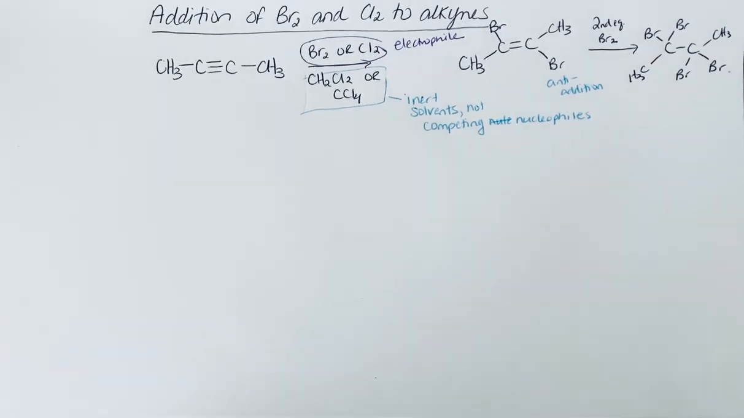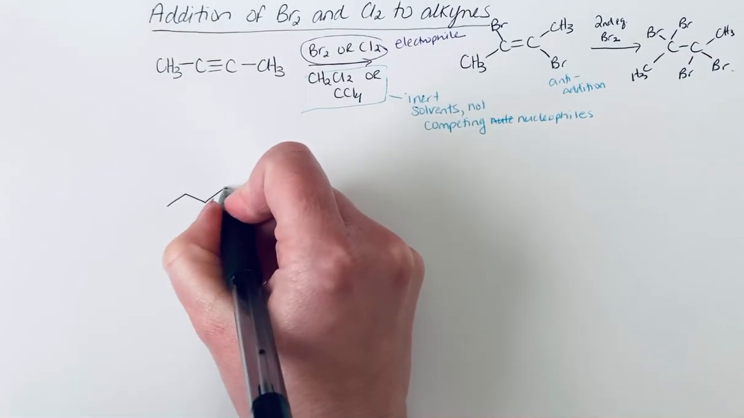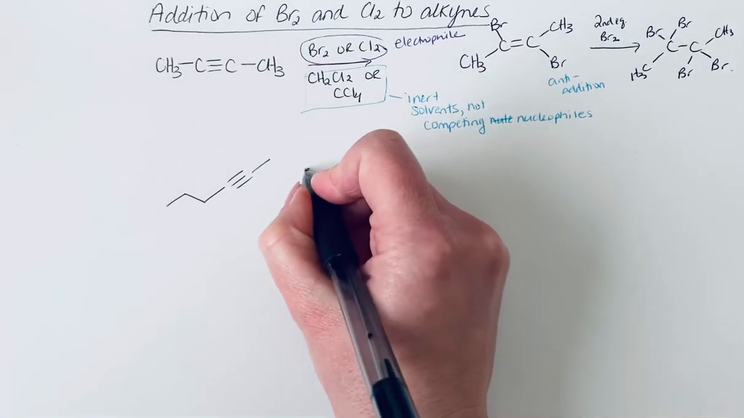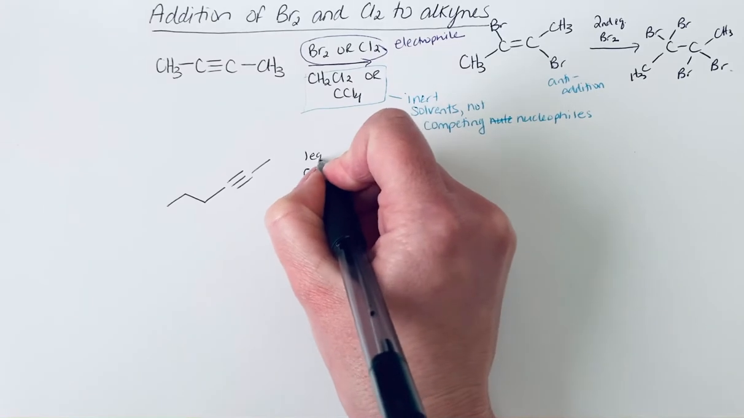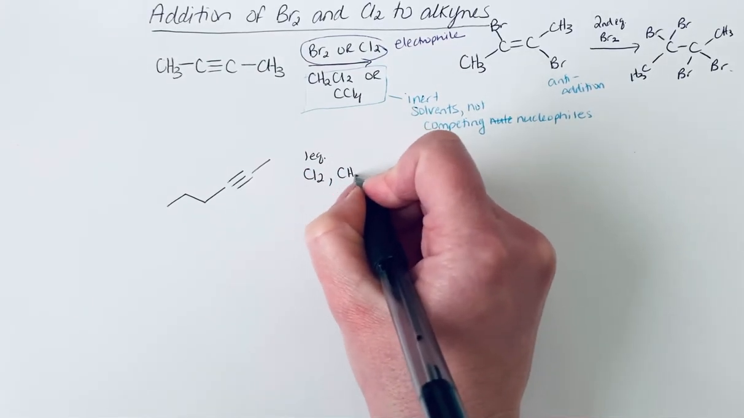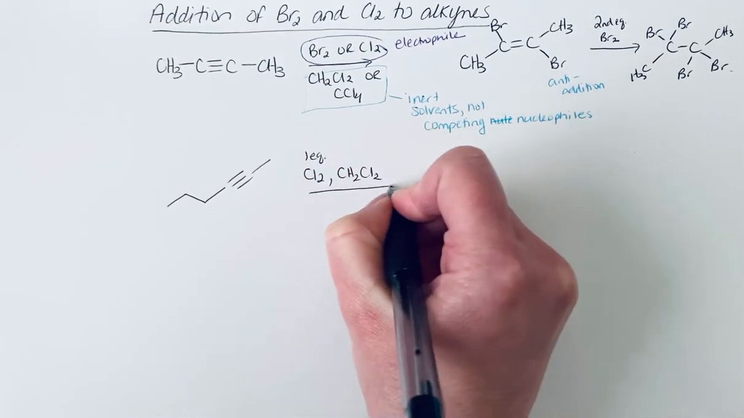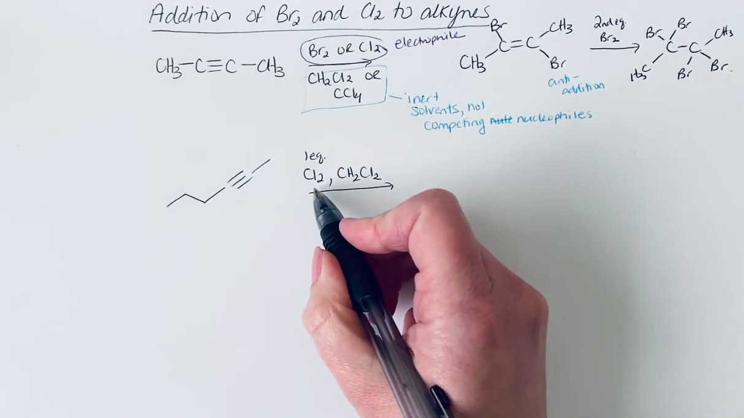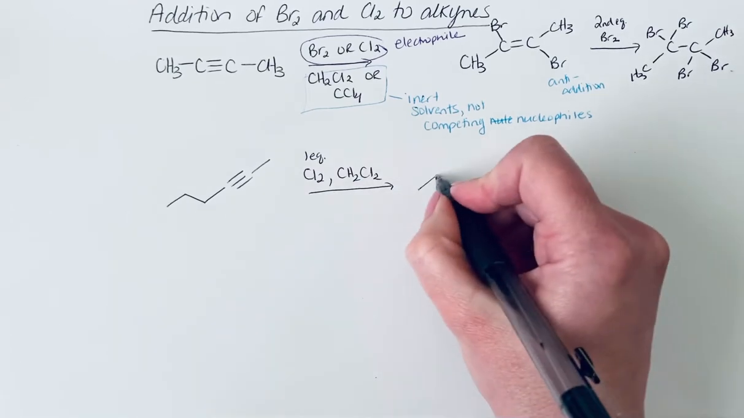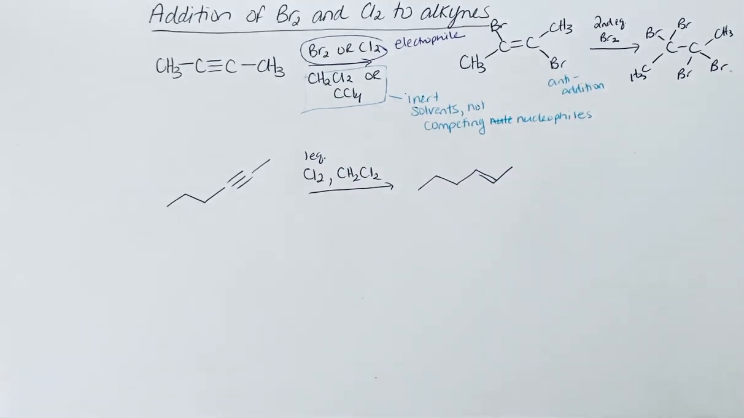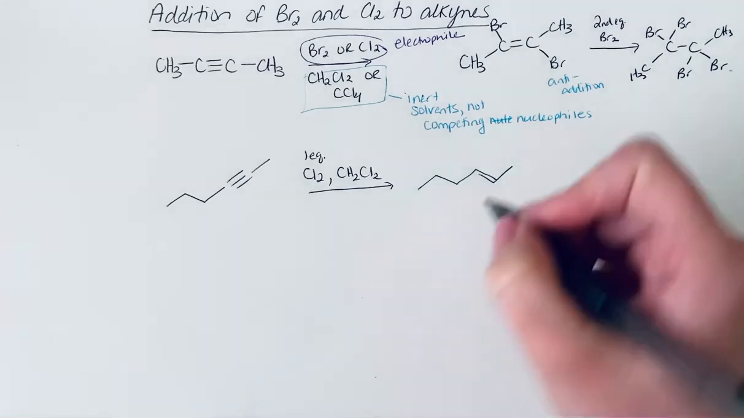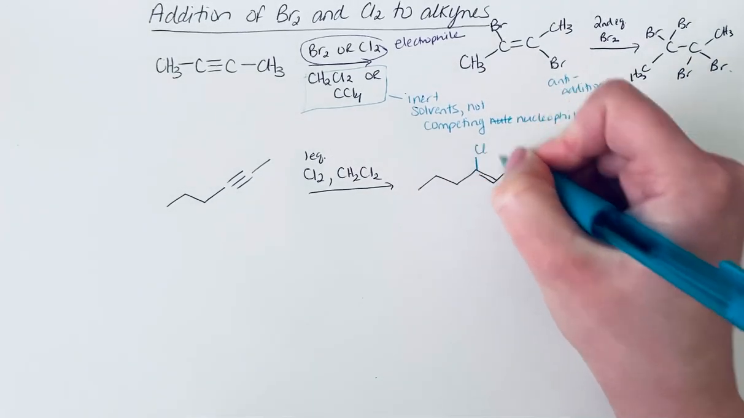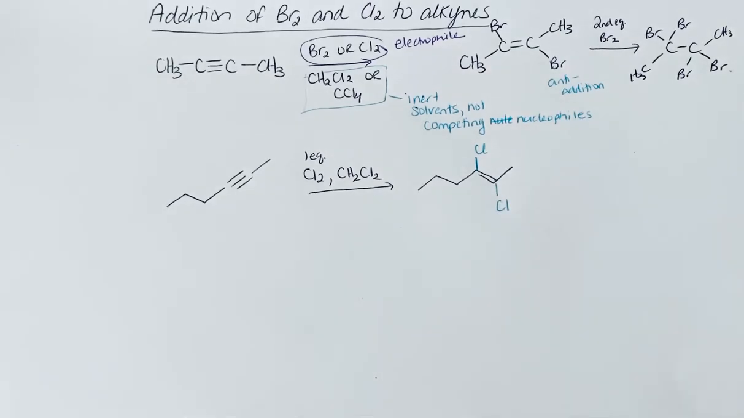So let's look at a couple more examples. So let me draw another alkyne. Okay, so if we start with this alkyne and we add one equivalent of chlorine in dichloromethane. So what we expect will happen here is that we will add one equivalent of chlorine and it will add in an anti-addition fashion. So our alkene will end up being a trans-alkene. So we will have one chlorine atom pointing up and one chlorine atom pointing down.